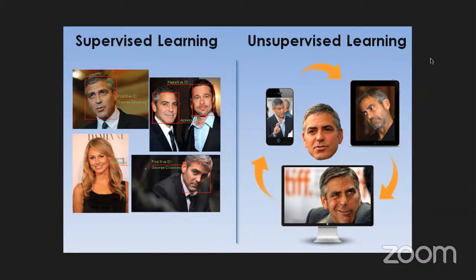On the unsupervised side, where you can see the photos of George Clooney, what unsupervised learning cannot do is identify George Clooney. So the one you see on the right side, it cannot identify George Clooney. It doesn't know who this person is, but it can tell you that all of these faces belong to the same person. It cannot name the person for you. It doesn't know the name of the person. It doesn't know who the person is, but it can identify the face and say, these are all the same person, right? And that's what unsupervised learning can do.